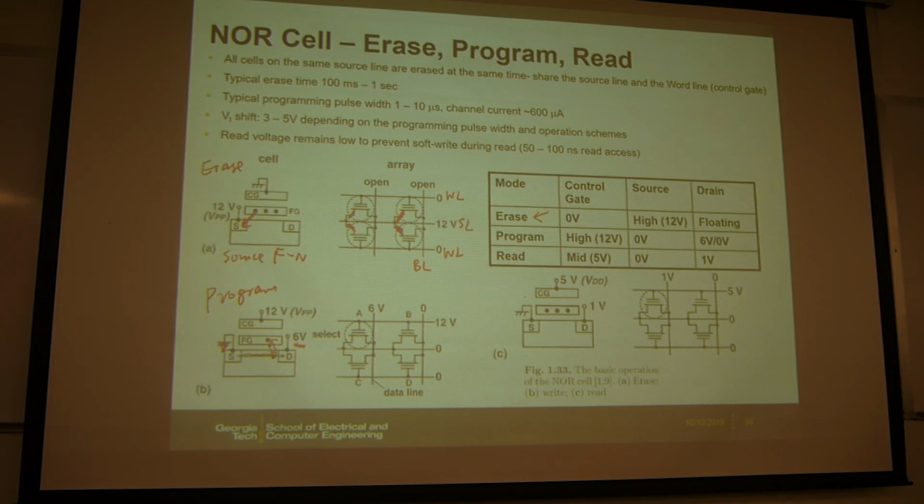In this case, for those 4 cells, you can do individual programming, and you need to select which cell to program. Here, for example, cell A is the selected cell. If you want to program cell A, then you need to apply 12 volts to the word line of cell A. And then for cell A's bit line, you need to apply 6 volts. And then the source line you need to ground. So cell A will be programmed.